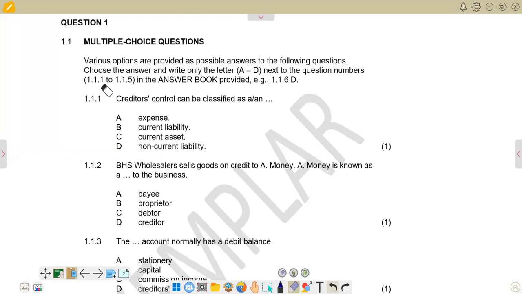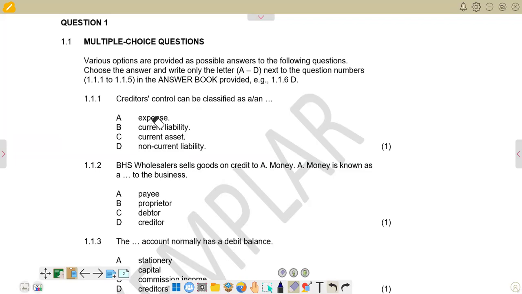We are given 1.1.1 to 1.1.5. In the answer book provided, for example, you are given 1.1.6, and then you put your answer in front, in this case D. So on the first part, that is 1.1.1, it reads creditors control can be classified as.